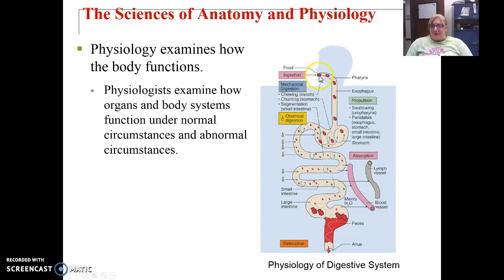And so for a physiologist, the GI tract would look more like this, where they're looking at ingestion, mechanical digestion, propulsion, chemical digestion as well as mechanical digestion, more propulsion, absorption of nutrients, and then release of waste products.